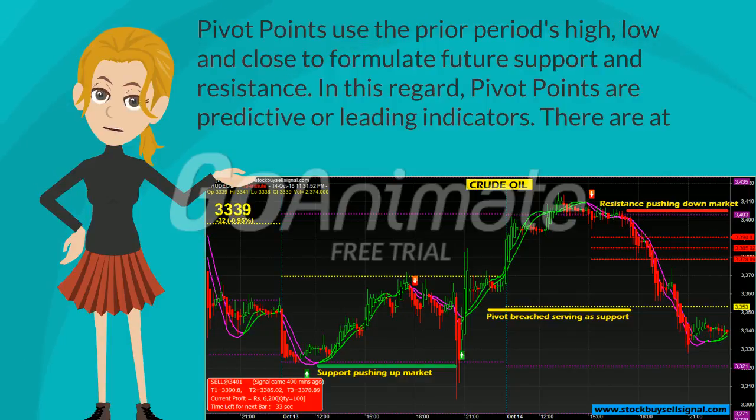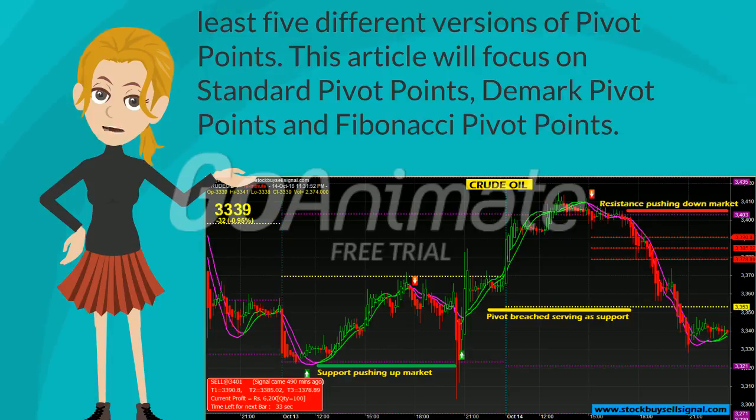Pivot points are significant levels chartists can use to determine directional movement, support and resistance. Pivot points use the prior period's high, low and close to formulate future support and resistance. In this regard, pivot points are predictive or leading indicators. There are at least 5 different versions of pivot points. This article will focus on standard pivot points, demarc pivot points and Fibonacci pivot points.